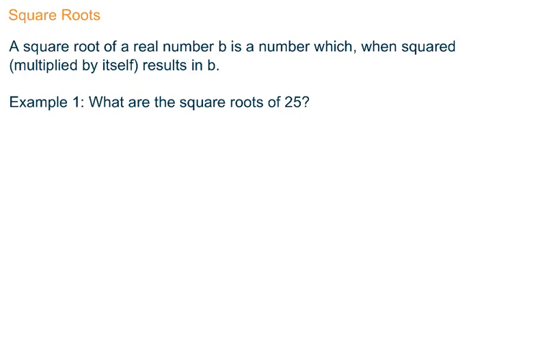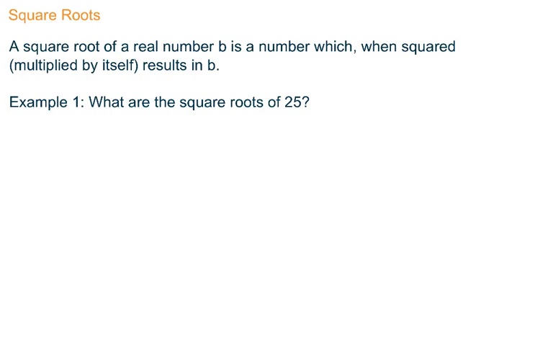What are square roots? A square root of a real number b is a number which, when squared, that means multiplied by itself, results in b. Now that is kind of a backwards sounding definition that might be a little bit hard to follow. A square root of a number b is a number which, when you square it, you get b.